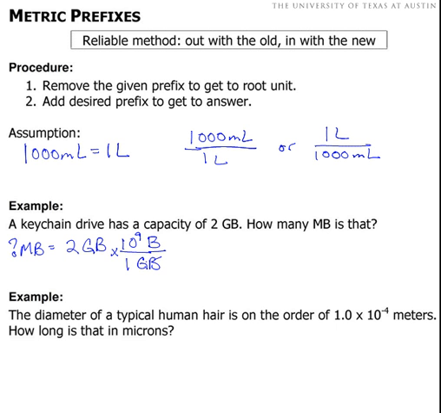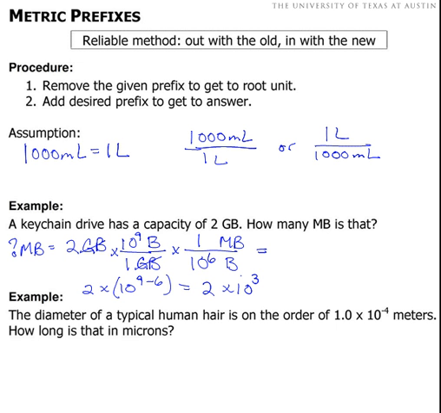We've now gotten rid of our prefix giga. The next step is to put in mega. So I want bytes on the bottom and megabytes on the top. And thinking about this, I think of 1 meg is 10 to the 6th, or a million bytes. And indeed it is. Now I can just do my 2 times 10 to the 9 minus 6 equals 2 times 10 to the 3.